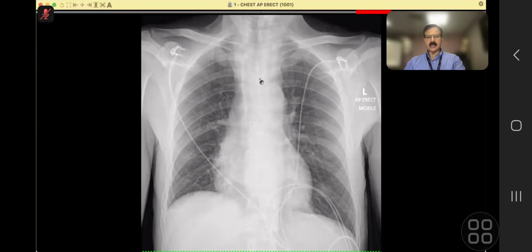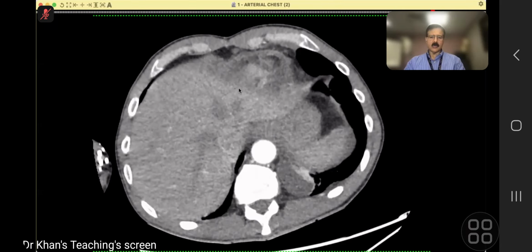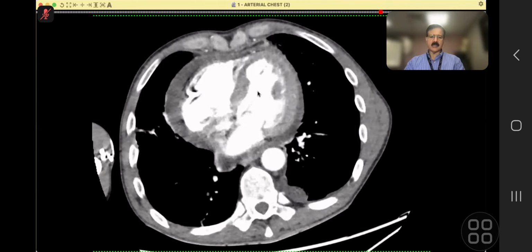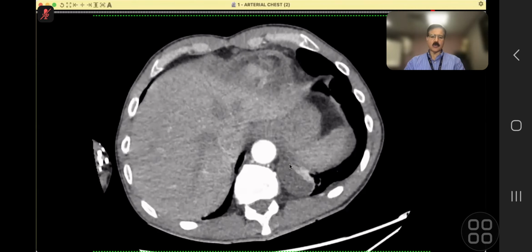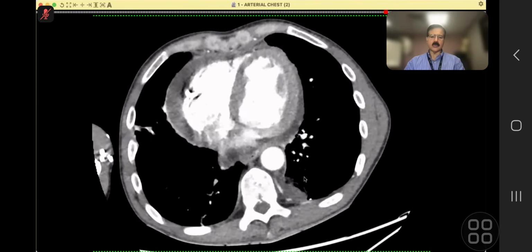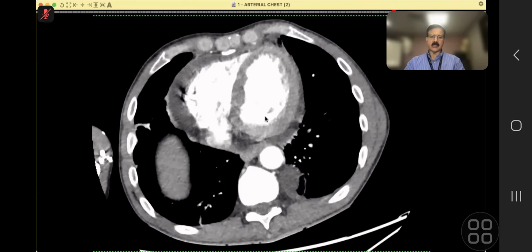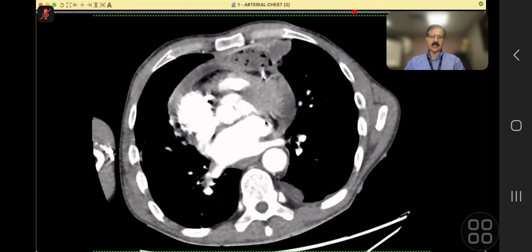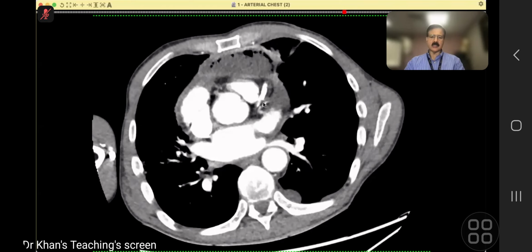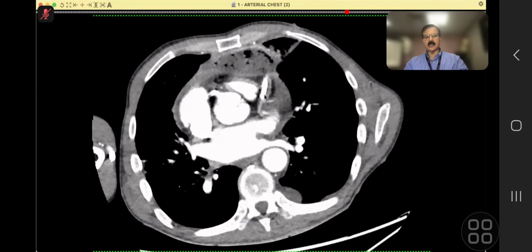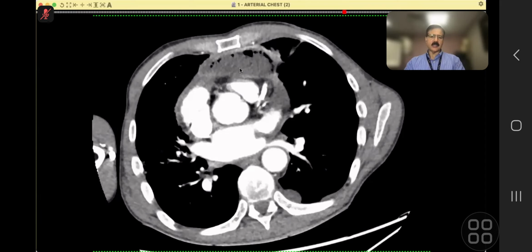Now, then I showed CT, and on this CT, again, well picked up. I'm not interested in these findings. There was some effusion, some consolidation. There was an incidental pericardial effusion, and look at this vessel. This is all calcified. Coronaries are calcified, but we are interested in here.